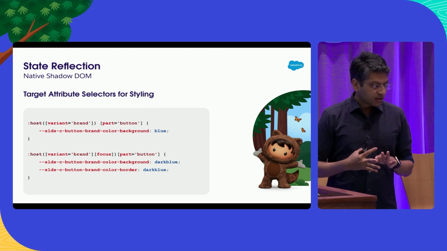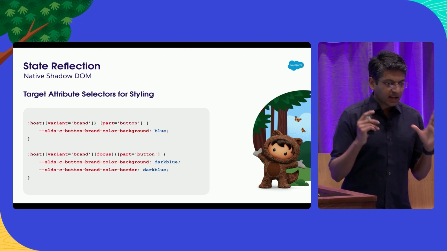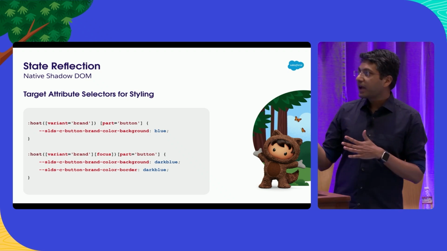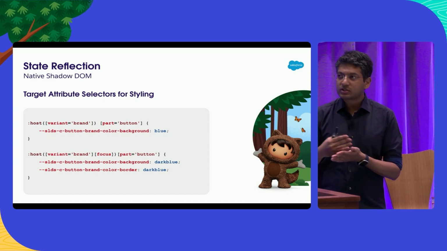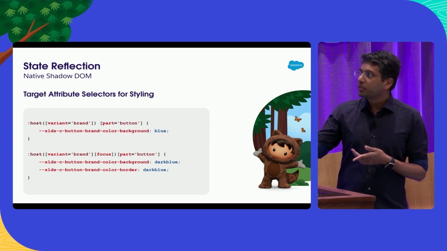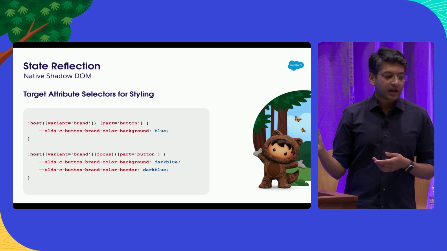So let's say in our first case, we are trying to just style the brand variant button. How would you do that? You'd select the host along with the attribute you want. So we're selecting variant equals brand. And then you target the button element through the part equals button. And then you set the CSS property for that.